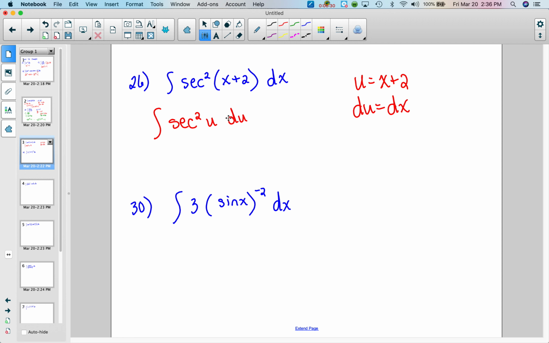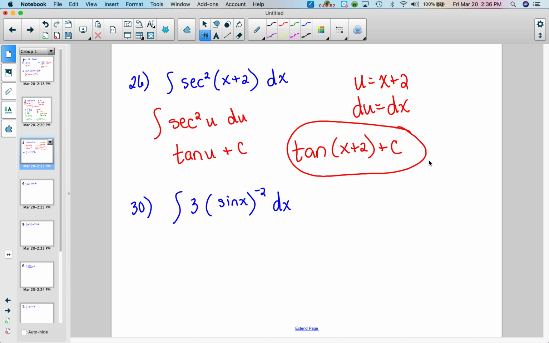So this one's actually a little bit easier to work with because the antiderivative of secant squared u would just be tangent u plus a constant. So now replace the u, so we get tangent of x plus 2 plus a constant, and that would be your answer. Okay? On number 30.